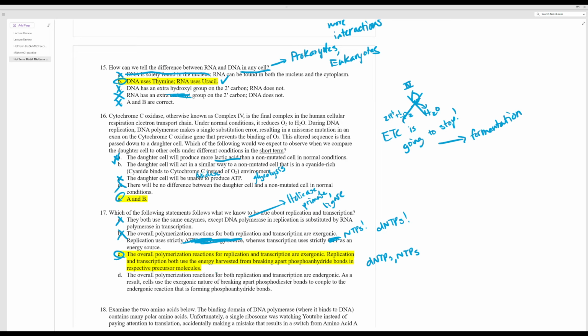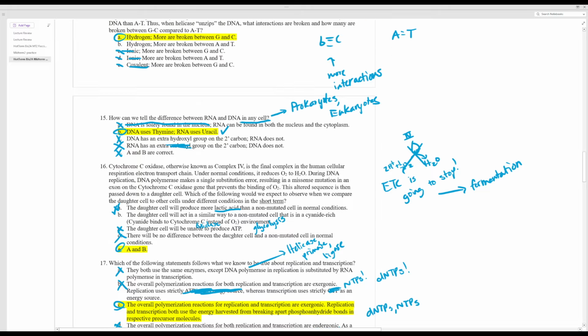Okay. D, the overall polymerization reactions for both replication and transcription are endergonic. If this was the case, what is the whole point of coupling reactions together if it's just going to be endergonic, right? Remember, we want effective coupling to take place. Now, this gets worse by saying, as a result, cells use the exergonic nature of breaking apart phosphodiester bonds to couple to the endergonic reaction that is forming phosphoanhydride bonds. This is the opposite of what we want in replication and transcription. We want to break phosphoanhydride bonds to make phosphodiester bonds. So basically everything in D is wrong.